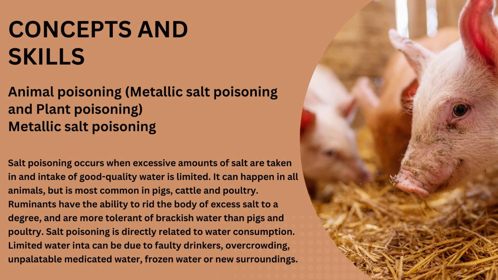Metallic salt poisoning. Salt poisoning occurs when excessive amounts of salt are taken in and intake of good quality water is limited. It can happen in all animals, but is most common in pigs, cattle, and poultry. Ruminants have the ability to rid the body of excess salt to a degree, and are more tolerant of brackish water than pigs and poultry.